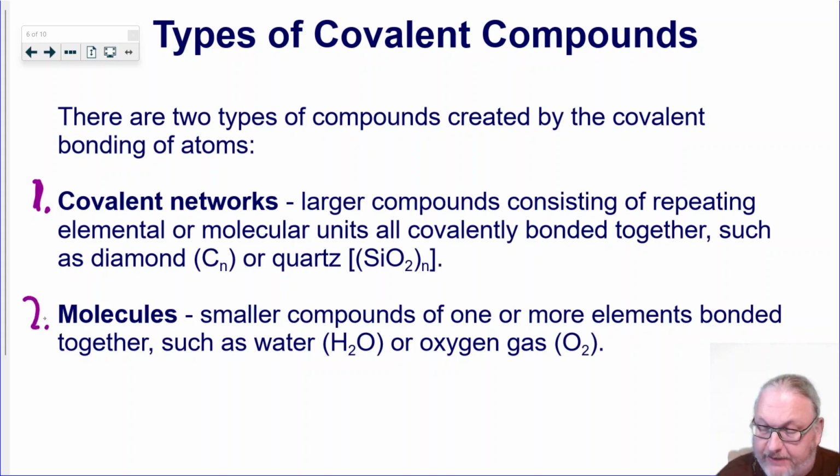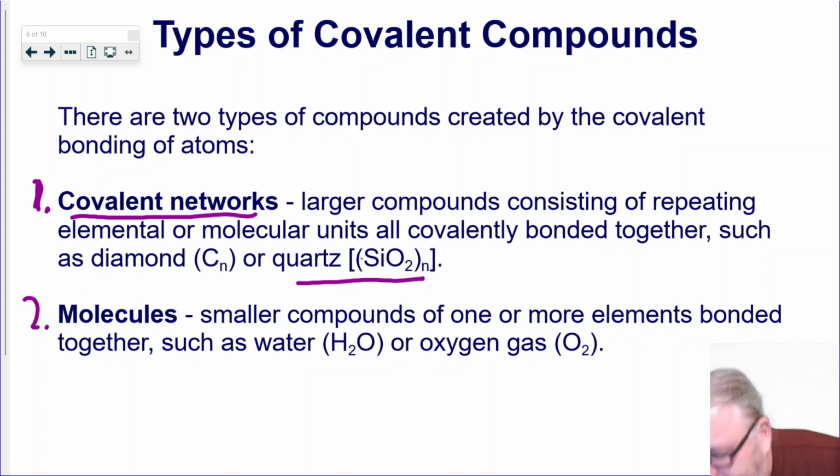The first type is what we call the covalent network. Now these are large compounds, all right? They are repeating elemental or molecular units that are covalently bonded together. Now diamond is an example, graphite, quartz, silica sand, right? That's many silicon dioxides that are sharing electrons. We've got models of that we'll look at in the classroom, all right?